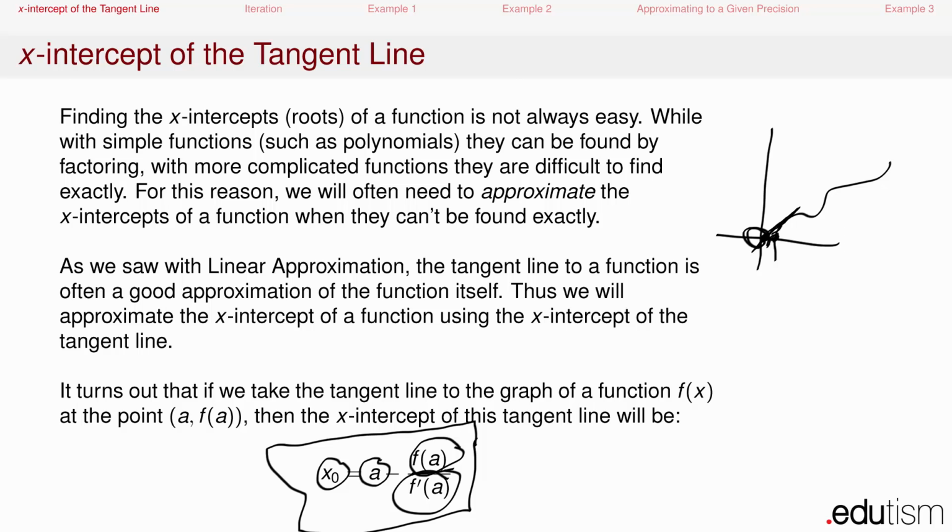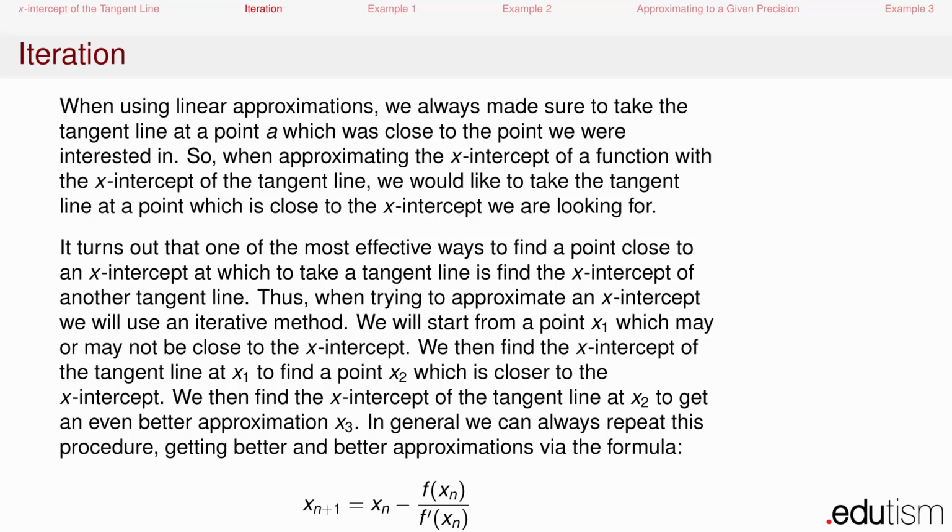One of the problems with the approach I've mentioned so far is that when using linear approximations, we always want to make sure to take the tangent line at a point a which is close to the point we're interested in, right? If we don't have x and a close together, the linear approximation won't be a very good approximation. So if we're trying to approximate the x-intercept of a function with an x-intercept of a tangent line, we'd really like to take the tangent line at a point which is close to the x-intercept we're looking for. However, it turns out that the easiest way to find a point which is close to an x-intercept is to actually use another tangent line, a tangent line which is farther away.